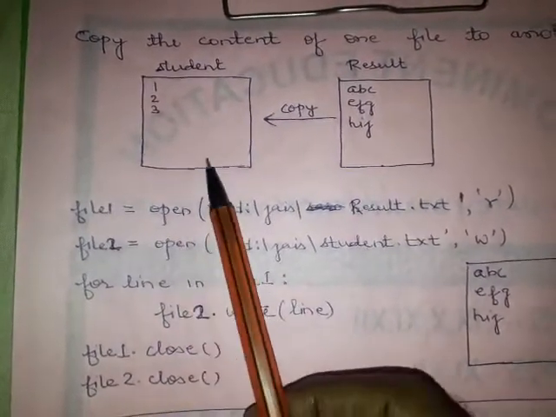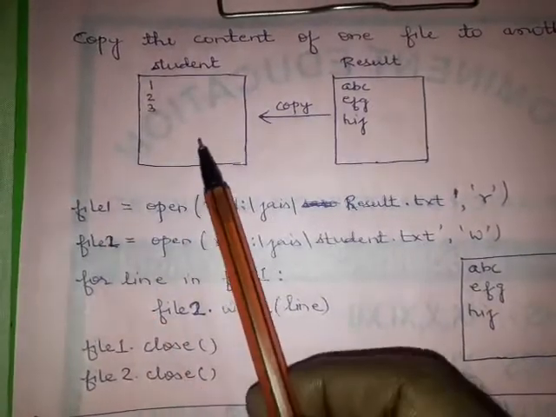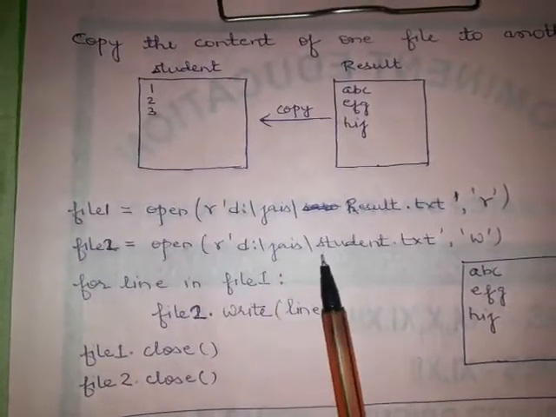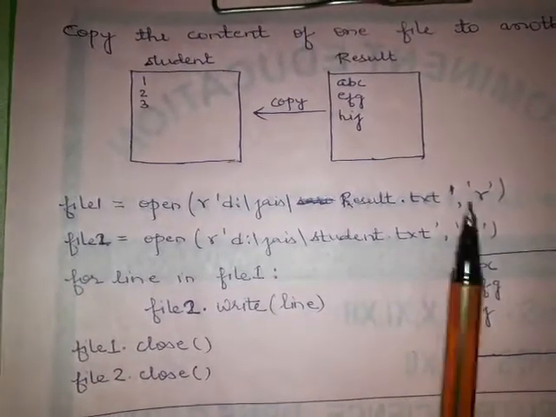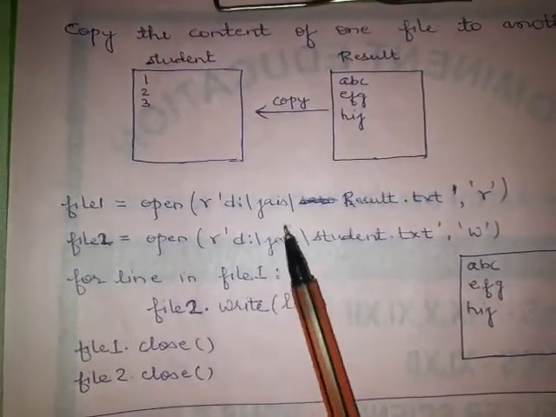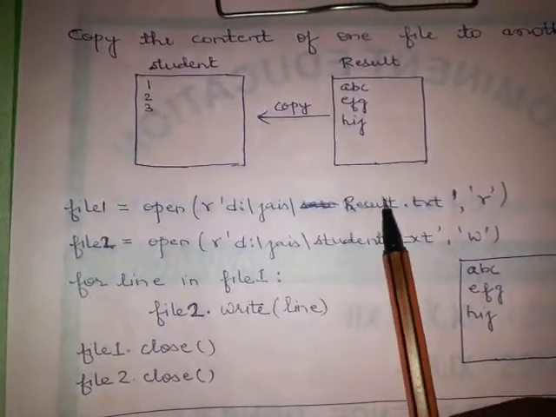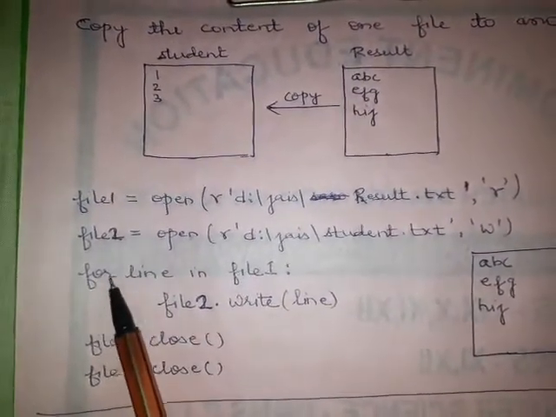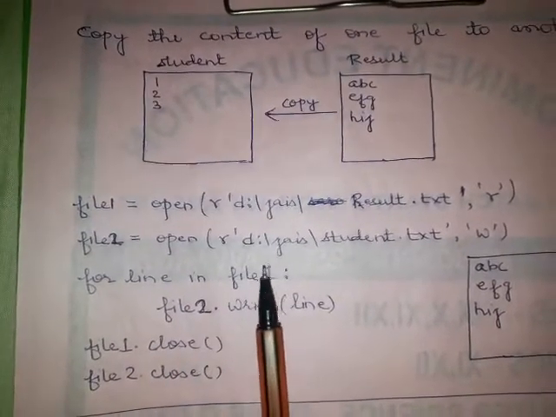Now file number 2. I will open this file. This is the file pointer. I will open this file in write mode. Open the path of the file and open the file in write mode. Now to write this file into this file, I am using a for loop: for line in file1.